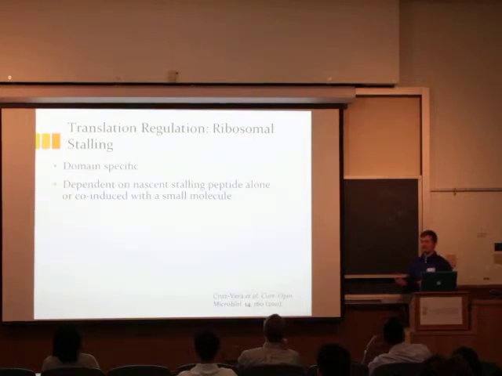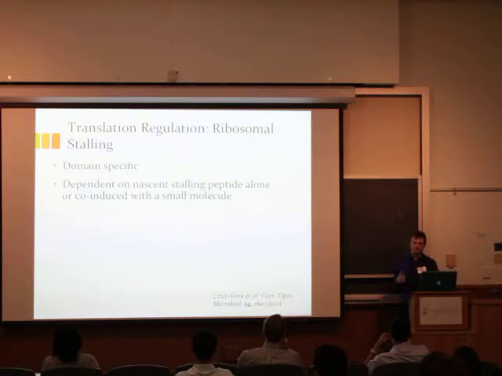Importantly, it's domain specific, so our gene attenuator peptide is native in yeast, and it only functions in eukaryotic ribosomal systems. Similarly, prokaryotic examples of stalling sequences only work in prokaryotic ribosomes. So as I mentioned, ribosomal stalling is dependent on what that sequence is, but can also be co-induced with a small molecule, like arginine. This is medically significant because sometime in the future there's potential for drugs to be developed that can, say, downregulate the expression of a disease protein.